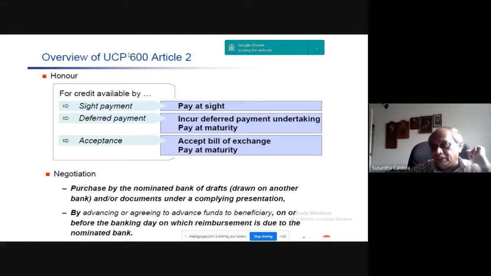When I joined HSBC from Standard Chartered, I introduced the same best practice which I practiced at SEB: advancing or agreeing to advance funds to the beneficiary.